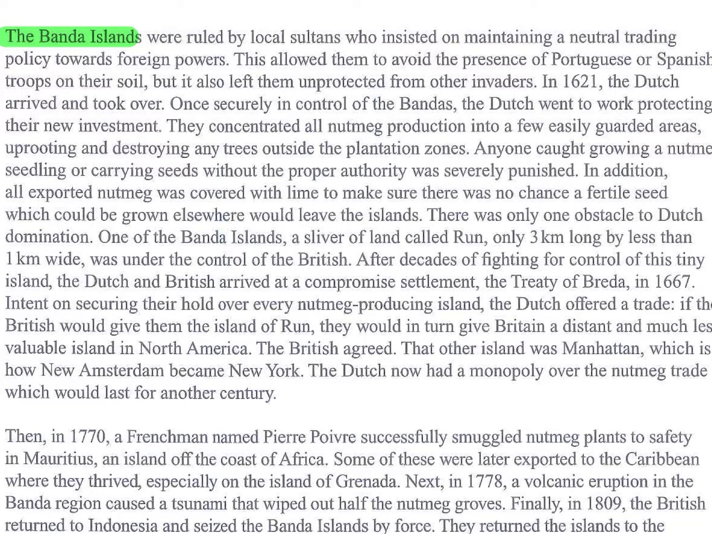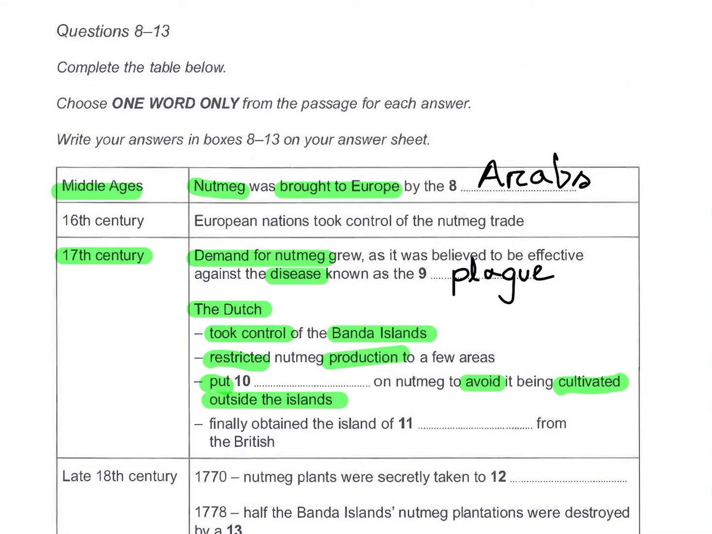Look at the sentence. All exported nutmeg was covered with lime to make sure that there was no chance a fertile seed which could be grown elsewhere would leave the island. So all exported nutmeg was covered with lime, fertile seed. So the answer will be lime. So put lime on nutmeg to avoid it being cultivated outside the islands.